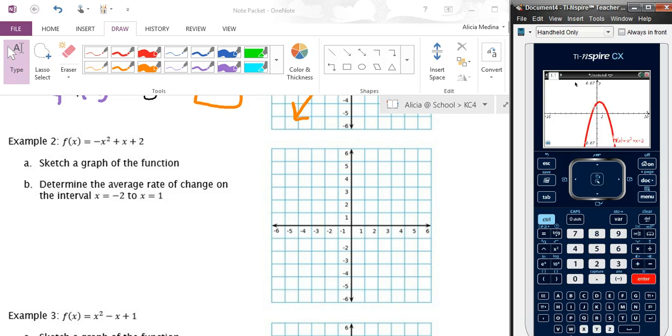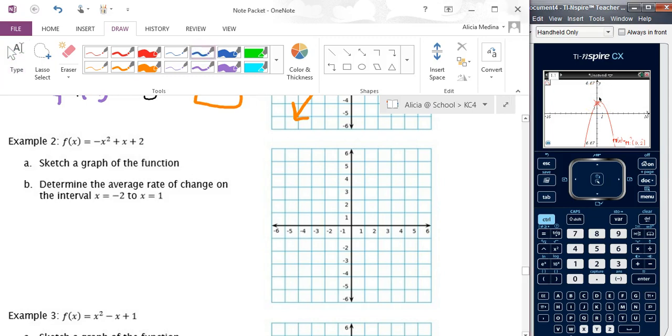All right, so we got some values here. Let's practice with that graph trace option. So we're going to click menu, go to number 5, which is trace, and graph trace. So when x is 0, my y is 2.